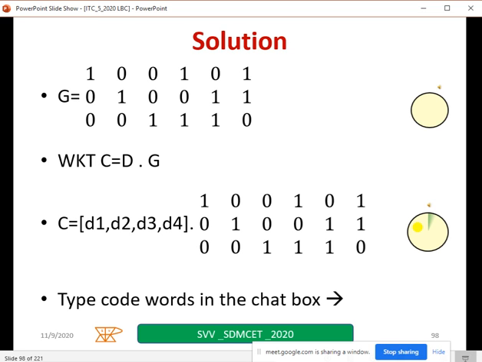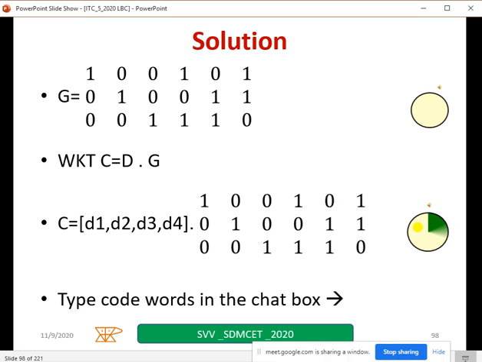Sauchanya, Chaitra, Harsha. All students have typed the answers. Preeti has typed 010011. Shivani is also getting the same. Preeti is also getting the same. Vijayalakshmi has done 100. Prajakta has 011. I hope most of you are getting the correct answer.